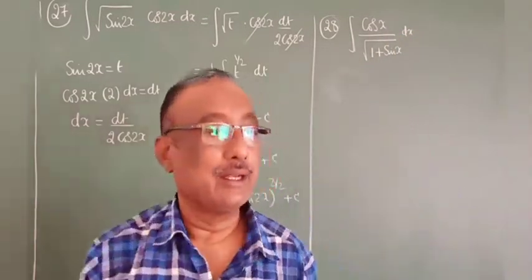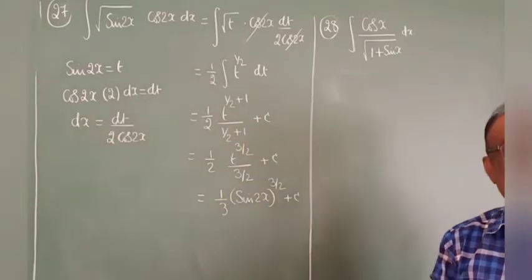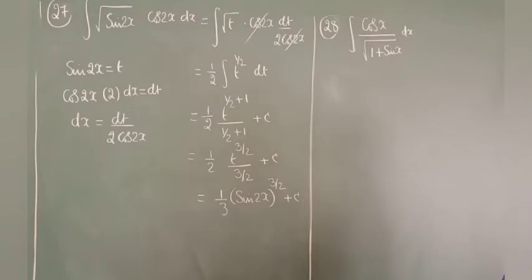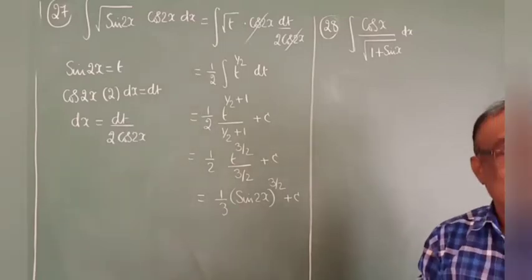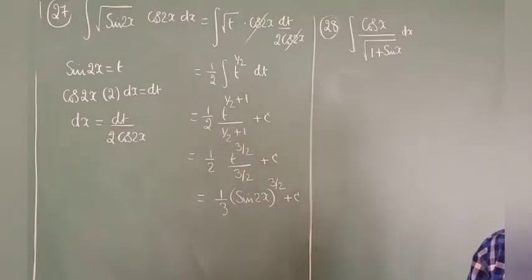Right. Now what should you let be t then? Cos x let it be t? Sin x let it be t? So first observe whether sin x is dependent or independent. Sin x is dependent upon the root. Only the dependent function we let be t. The independent function will never be let to be t.